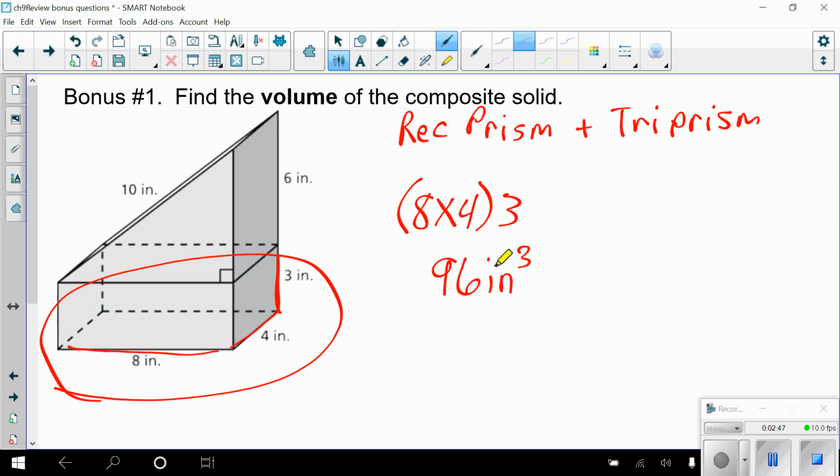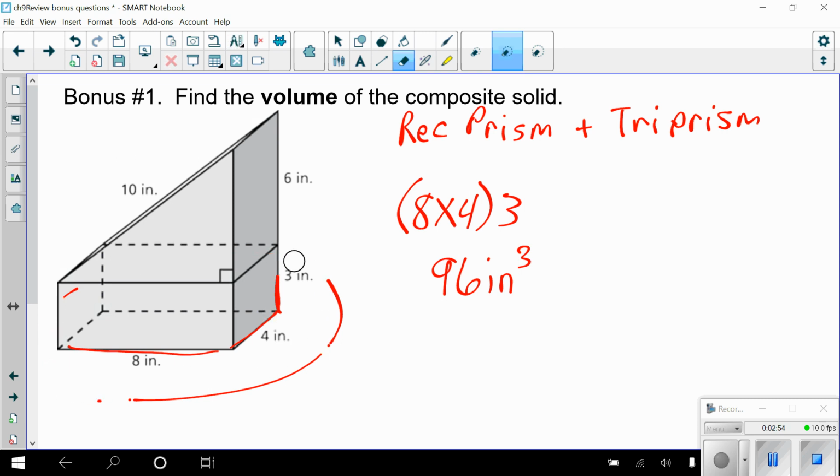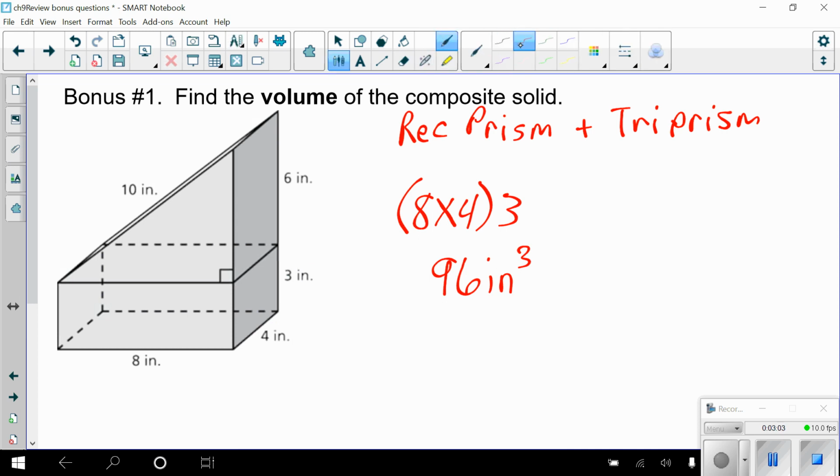All right, to find the volume of the triangular prism, we need to do the same thing. We will do the area of the base times the height. Now the area of the base is actually the area of a triangle. So we need to look at this triangle here. We do not use slant height in volume. The base of the triangle is 8 and the height of the triangle is 6. So it is going to be 8 times 6.